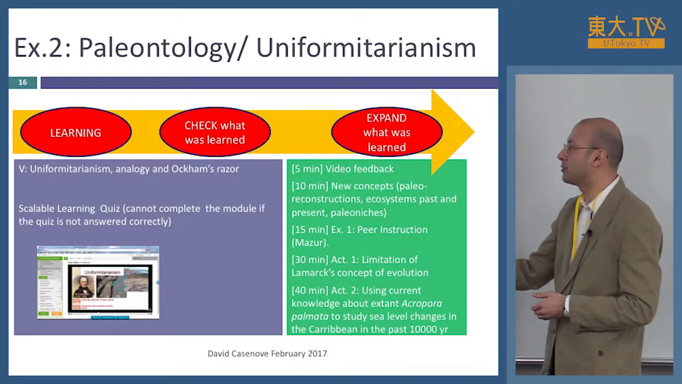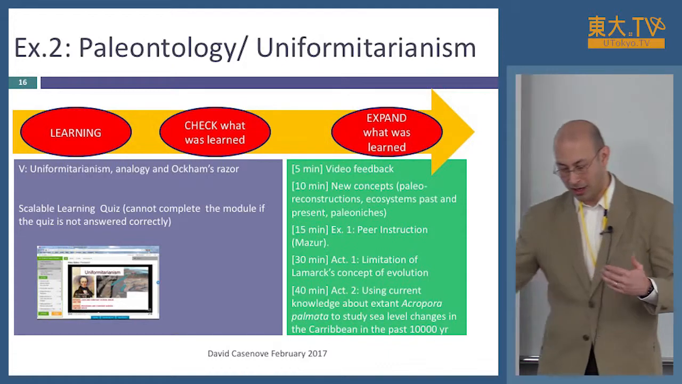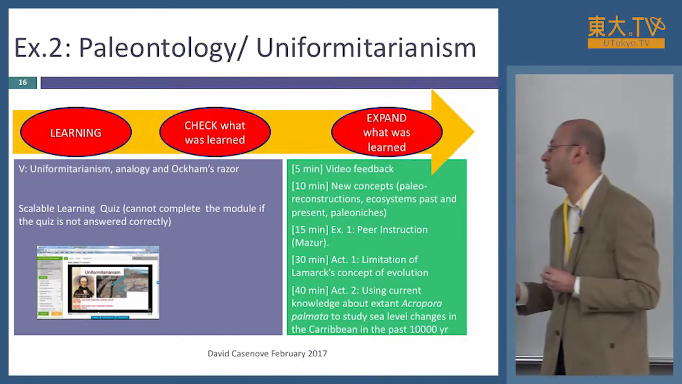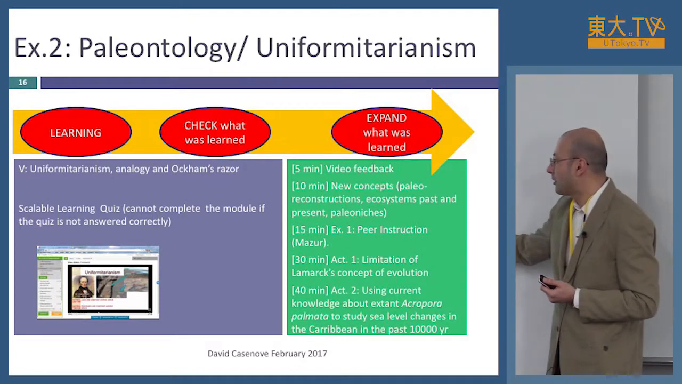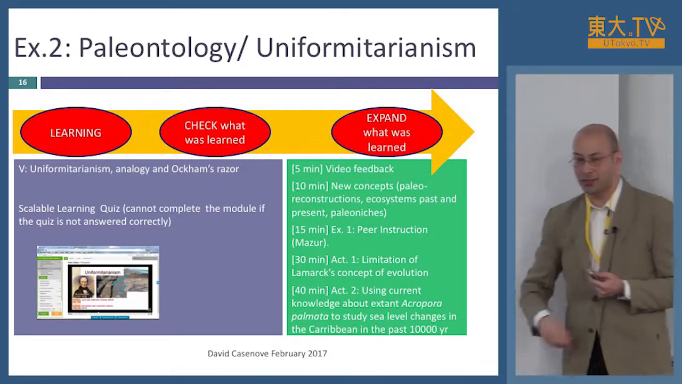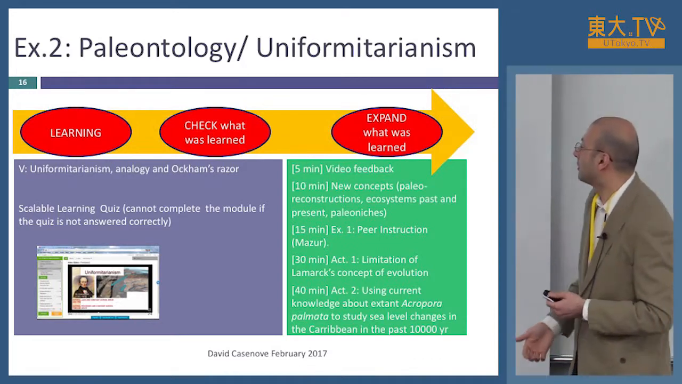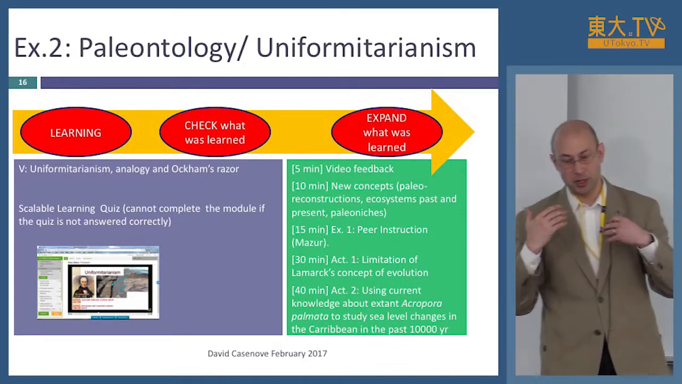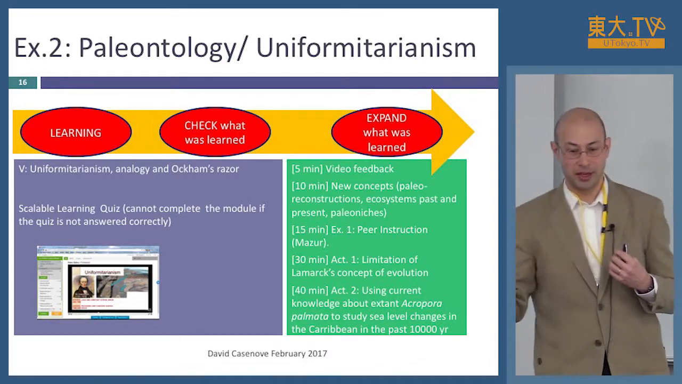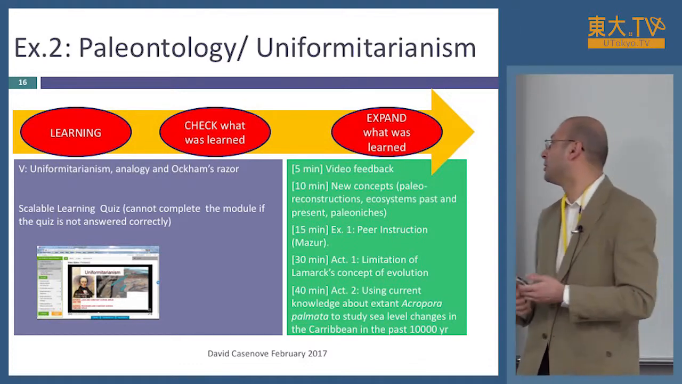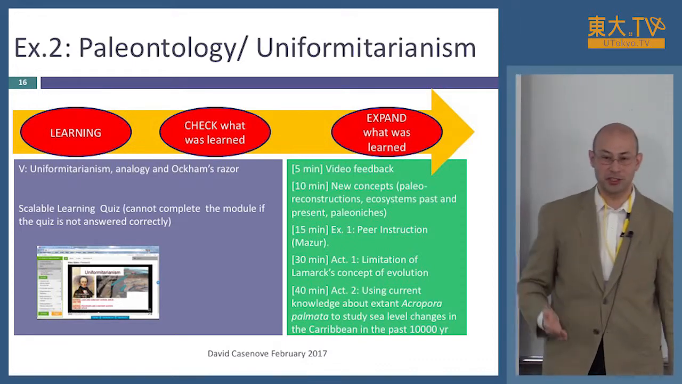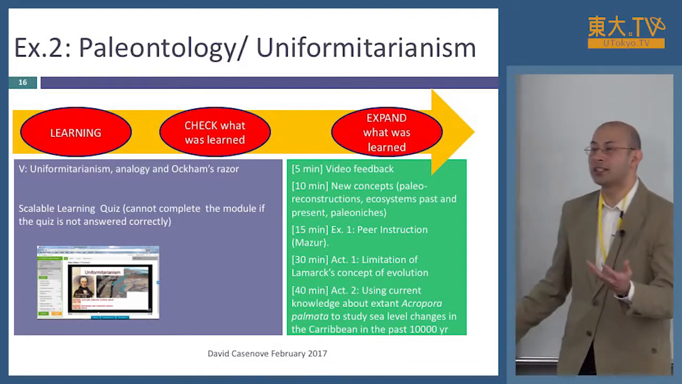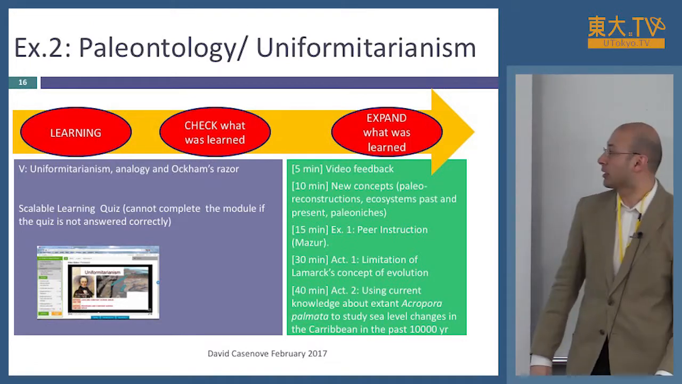So uniformitarianism is a notion that things are always the same. Okay? So if we understand how the present works, we understand how the past works or worked. So here we're talking about Lamarckism and the giraffe's neck, etc. And then afterwards we work on real data, trying to understand how we can use uniformitarianism and, well, critically using it to be able to reconstruct sea level changes in the Caribbean. So this is an example of authentic activities used in the science context.